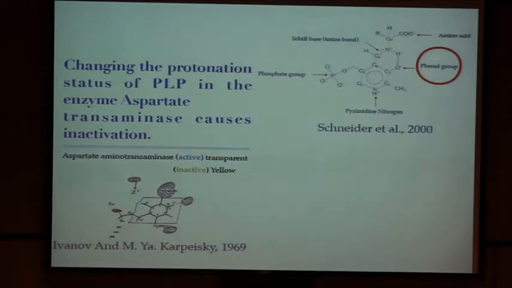And to have activity, you need to have the ionized form of this phenol group. And when this phenol group is protonated, you don't have activity, and you have the yellow form. Okay, at this moment we can say that it's really important for these proteins to have the correct ionization state of all these functional groups.